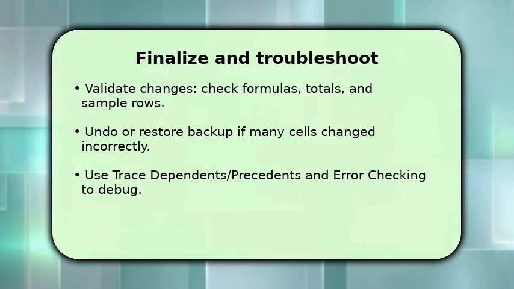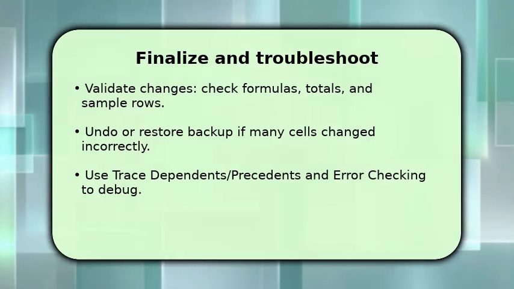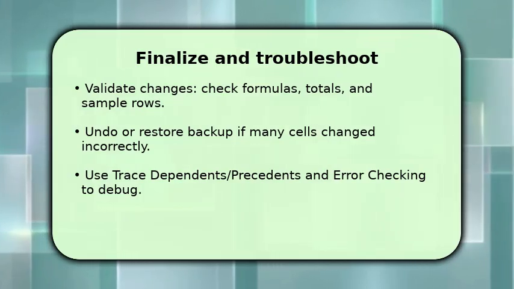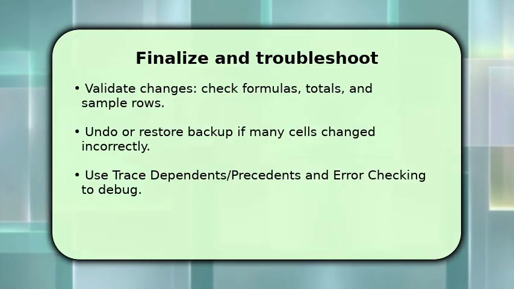If something looks wrong, immediately use undo or restore the backup copy and identify where the method failed. If replacement skipped cells, check filters or visible-only settings. Use Trace Dependents/Precedents and error checking to find broken links.